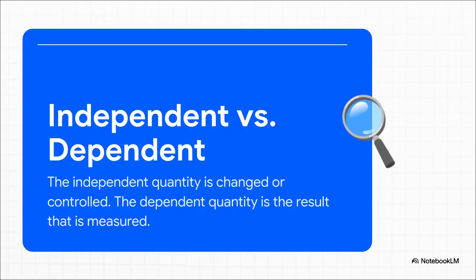All right, so first things first, the lesson lays out the standard mathematical definitions. You've got your independent quantity, that's the cause, the thing you change or control in an experiment. Then you have the dependent quantity, which is the effect, the result that you measure. This is the foundation for tons of experiments in science and math.